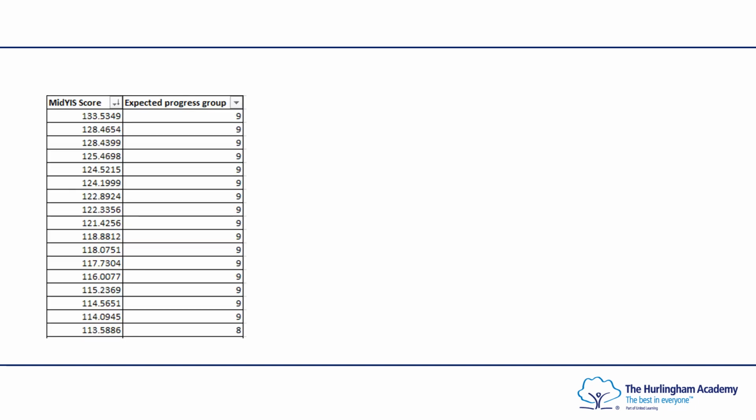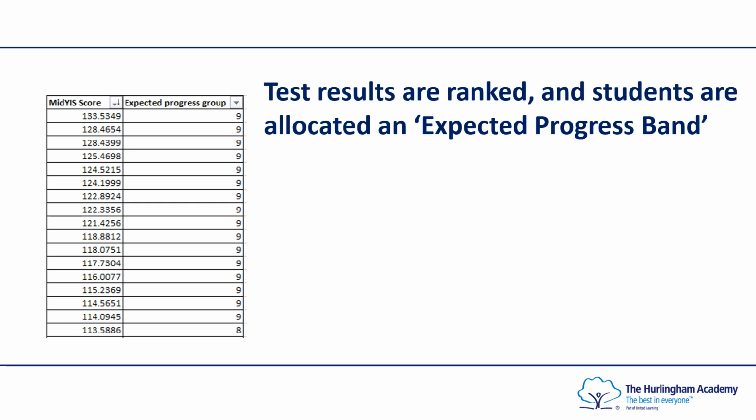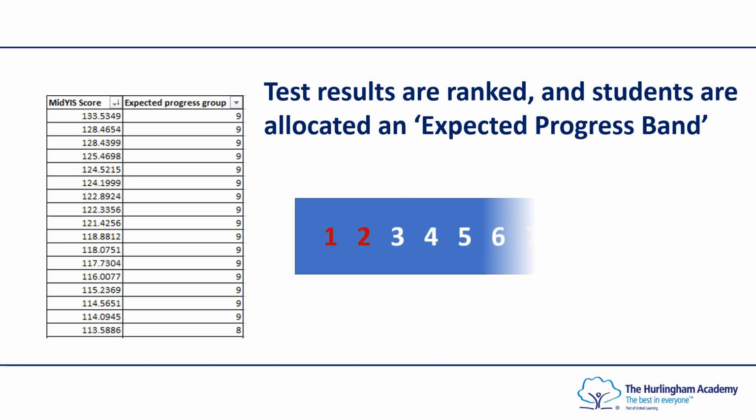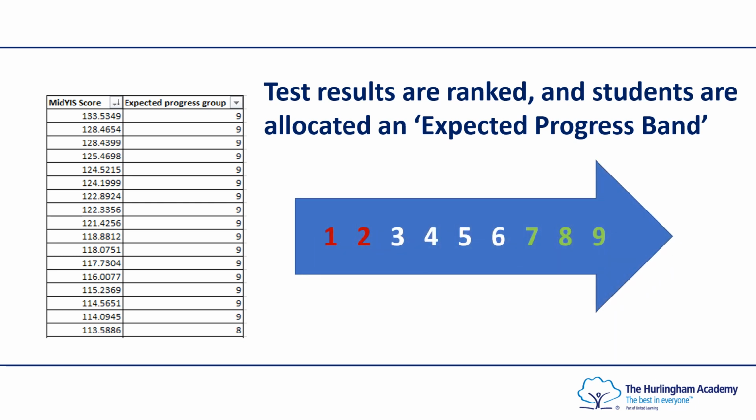To determine a student's expected progress band, the results of the computerised tests are ranked. Students are then allocated to a band. 9 is the highest band, and 1 is the lowest. Throughout Key Stage 3, we will compare the student's expected band to the achievement band that they are allocated to after each set of tests. And this allows us to see if students are performing at, above, or below their expected level.